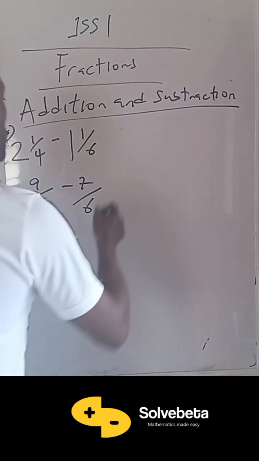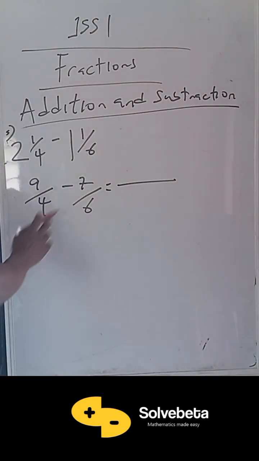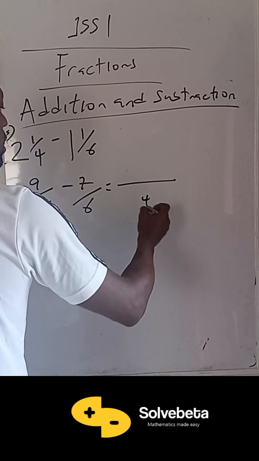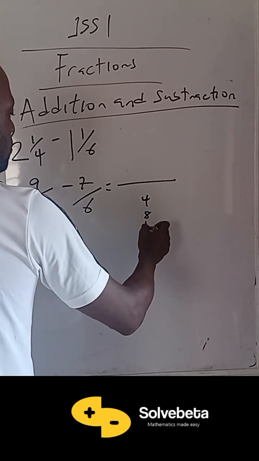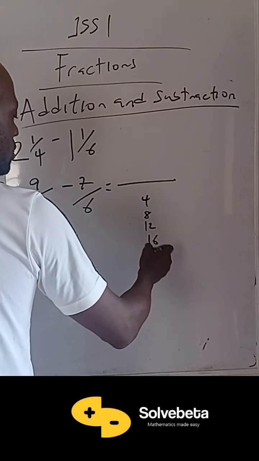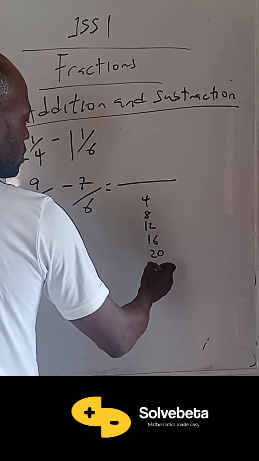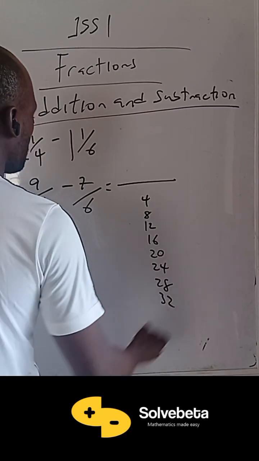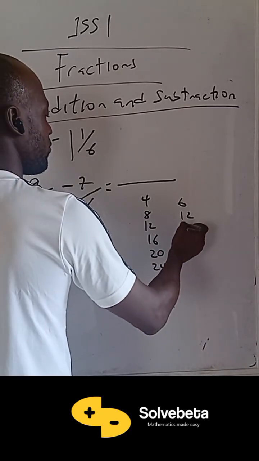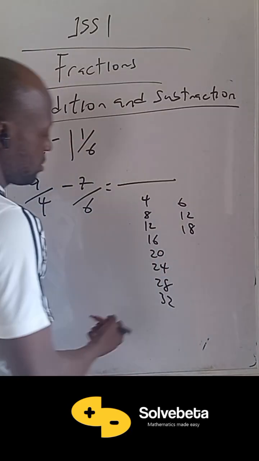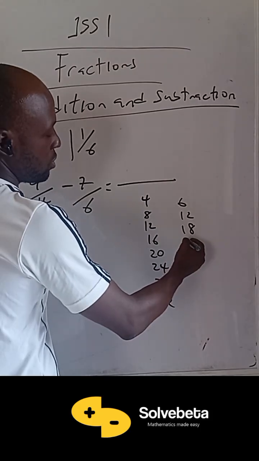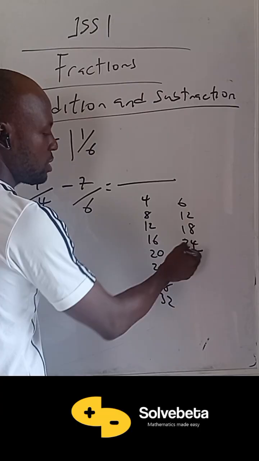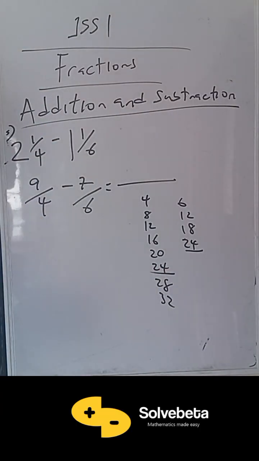So from this we can now continue. Let's find the LCM of 4 and 6. LCM of 4 and 6. I think this should be easy. 4, 8, 12, 16, 20, 24, 28, 32. Let me stop here. 6, 12, 18. Is there 18 here? No. 18 plus 6, 24. I'm adding 6. Have I got to 24 here? Yes. So this is the LCM, 24.